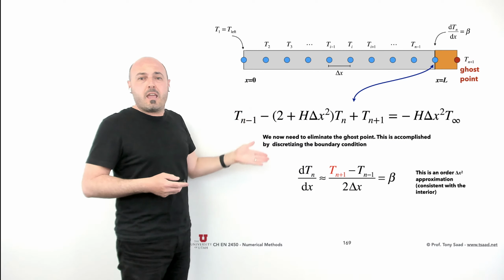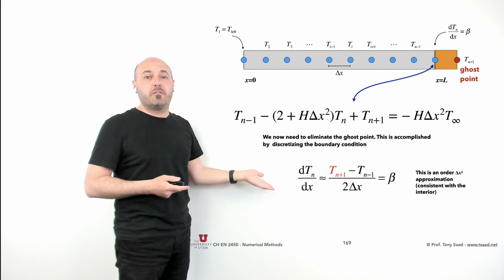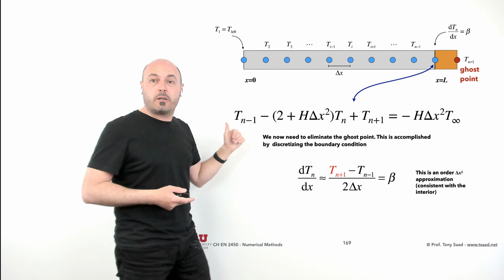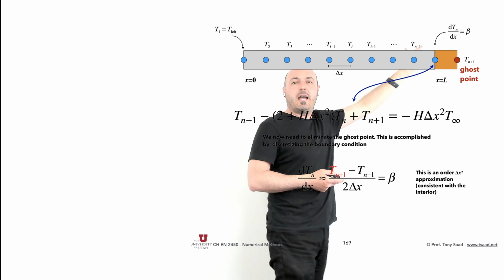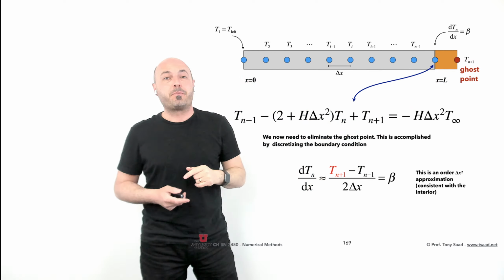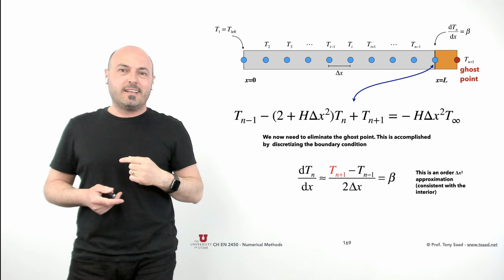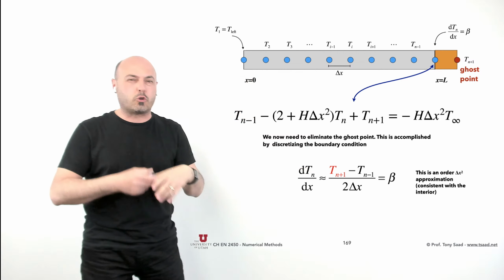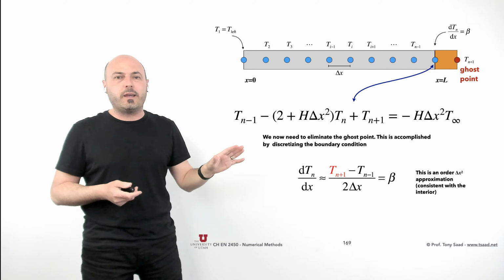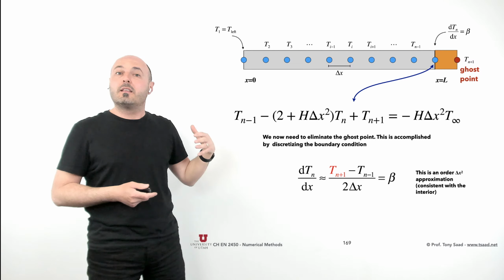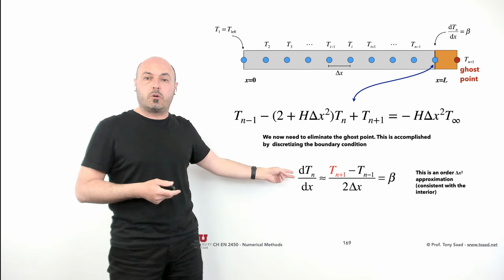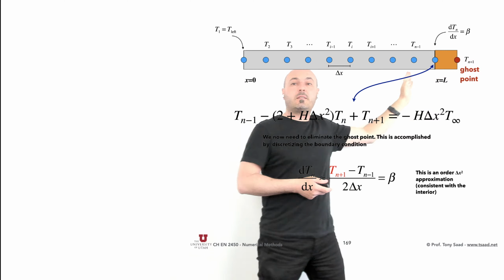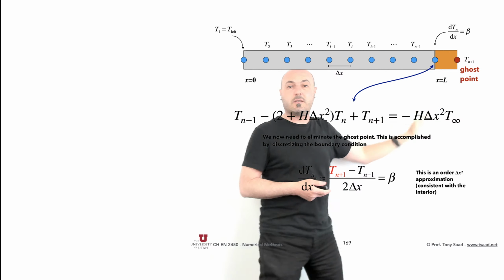So you discretize the derivative as well, and we know how to do this. You could use a backward difference. You could say Tn plus 1 minus Tn over delta x. The problem with that is that it's a first order approximation. And everything here is second order, but then if you use first order here, that's going to destroy your global order of accuracy. It's a valid way of doing it, but be careful about that. A better way would be to use second order discretization for this derivative, which is Tn plus 1 minus Tn minus 1 over 2 delta x equals beta.